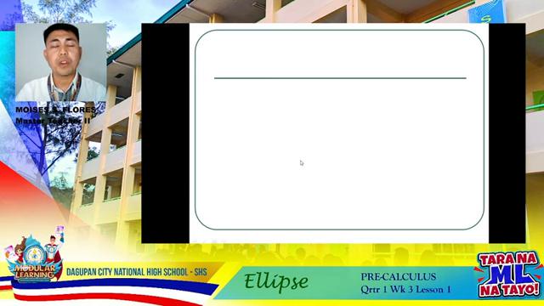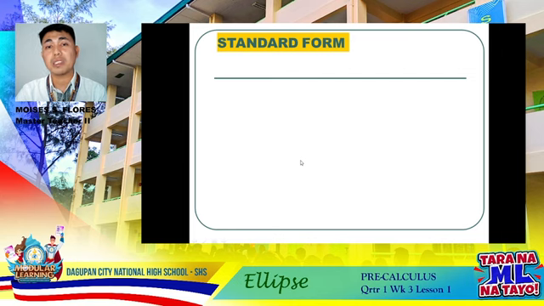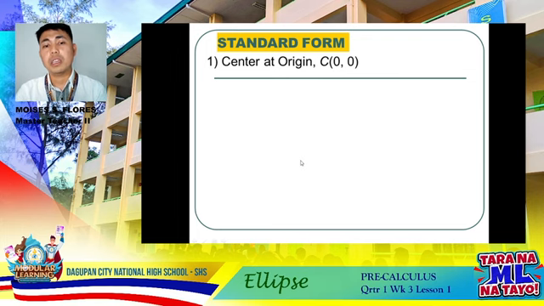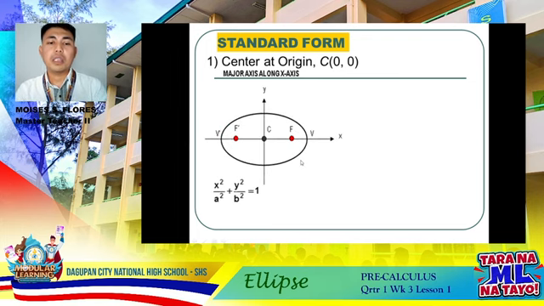We have two forms of our equation, namely the standard form. Under the standard form, we are going to tackle first the center at origin. If it's centered at origin, we take a look at the formula: x squared over a squared plus y squared over b squared equals 1. And what does a squared denote again?